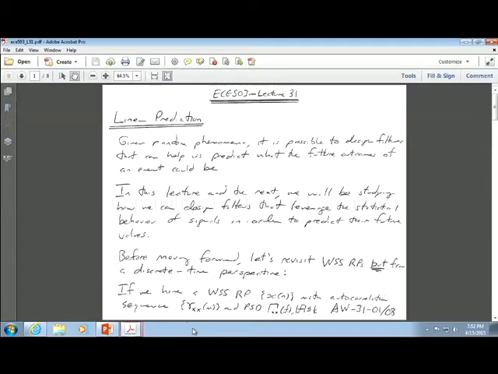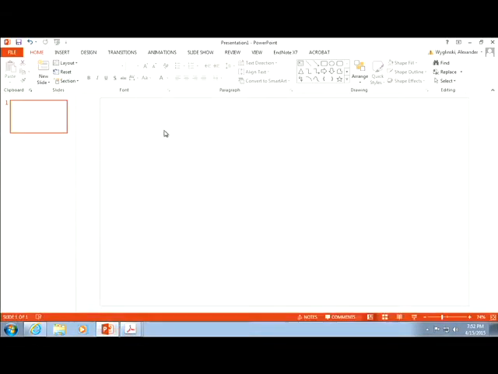So let me draw this. In continuous time, we had the random process x of t. In discrete time, it is x of n. In continuous time, we had R_xx of tau for a wide sense stationary random process. In discrete time, it's gamma_xx of m. So m serves as the discrete time equivalent of tau.